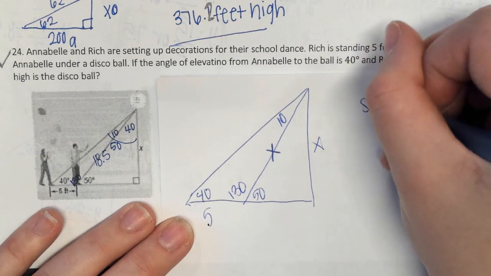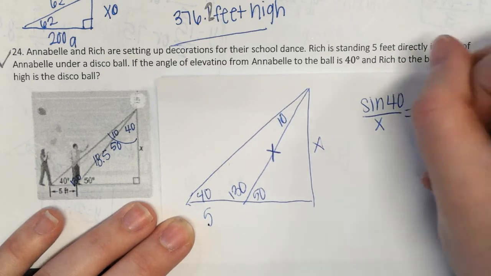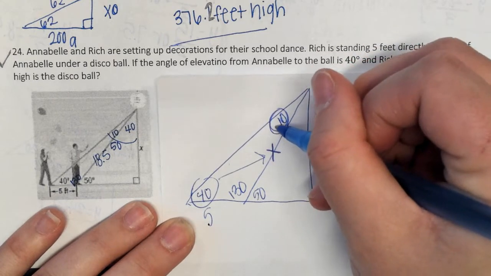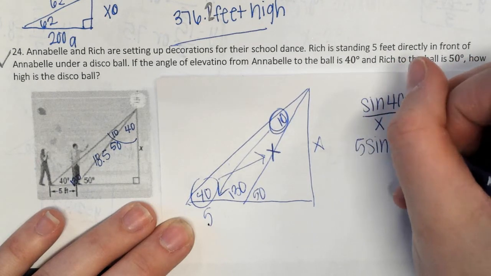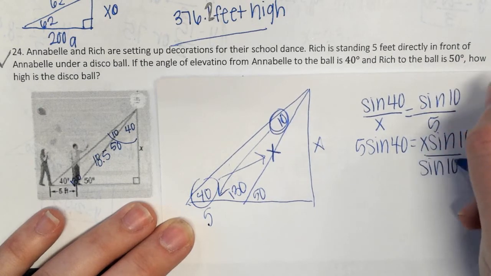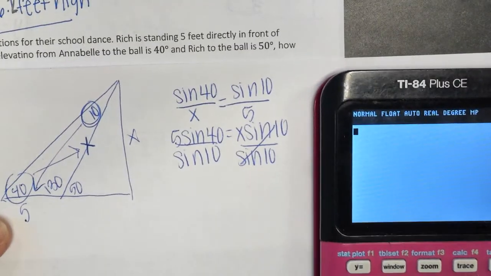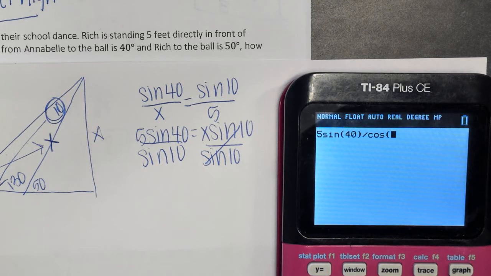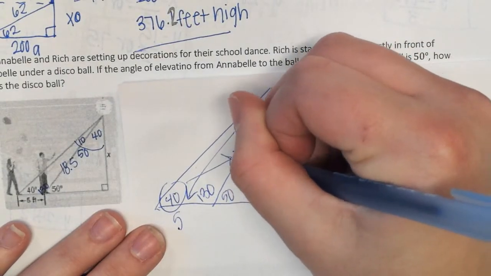So sine of 40 divided by x equals sine of 10 divided by 5, because 40 goes with x and 10 goes with 5. So cross multiply and you will get 5 sine of 40 equals x sine of 10, and then divide both sides by sine of 10. This crosses out, so plug it in your calculator and don't forget to close your parentheses. 5 sine of 40 divided by sine of 10. So we found that this side right here is 18.5.